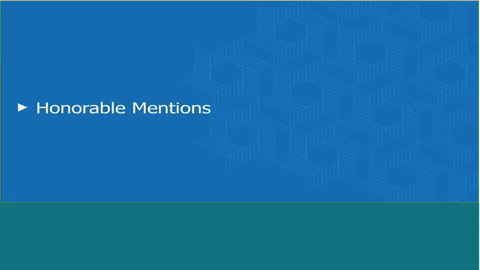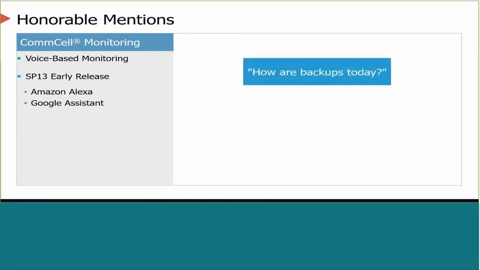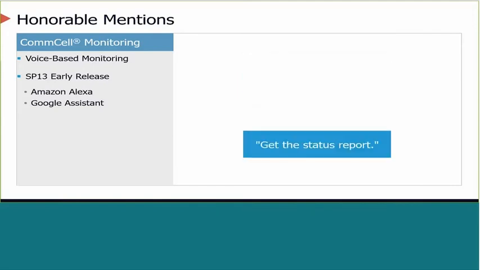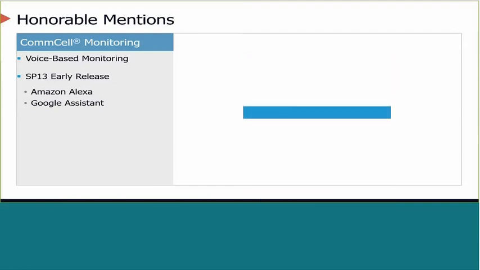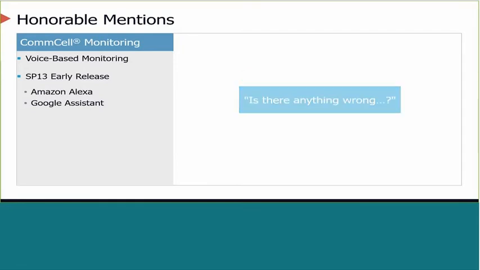Let's move on to a couple of honorable mentions and close it out for today. So did you know that you can use Google Assistant or Amazon Alexa to do some Commvault tasks? Well, if you have one of those services and the appropriate smartphones or other devices and connectivity to your Commvault environment, you could just ask Google or Alexa, hey, is there anything wrong with my console?